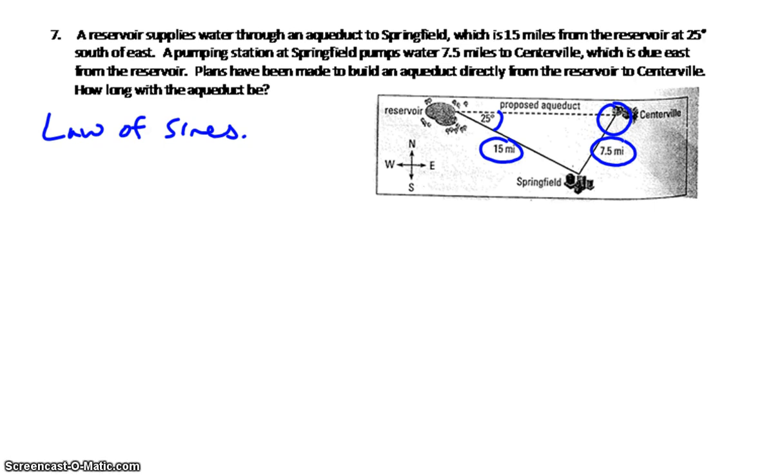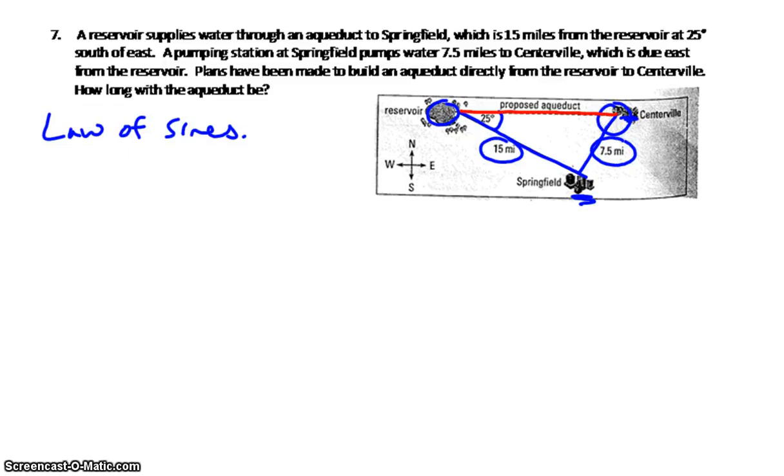It says that a reservoir supplies water through an aqueduct to Springfield, which is 15 miles in length. So there's our length there. And then it says from a reservoir at a 25-degree angle southeast. And so we've got a reservoir, we've got our city, and then it says the pumping station will be 7.5 miles to Centerfield, which is over here. So there's our 7.5. And plans have been made to build an aqueduct directly. So what they're really looking for is in red here. They're going to want this distance.